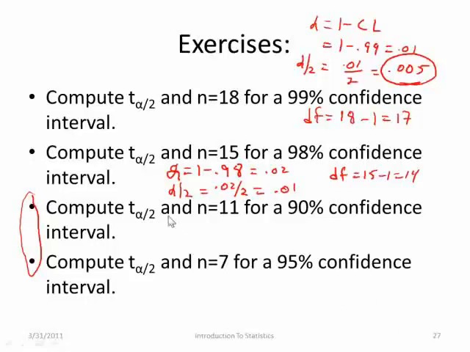All right, ladies and gentlemen, so for n equals 11 and 90% confidence, the t-score is going to be what? I'm hearing 1.812. Glad to know I got it right. And for the next one, 2.447. So I showed you how to do a couple, you did a couple, so you are now professionals at finding t-scores using the t-chart. All right?